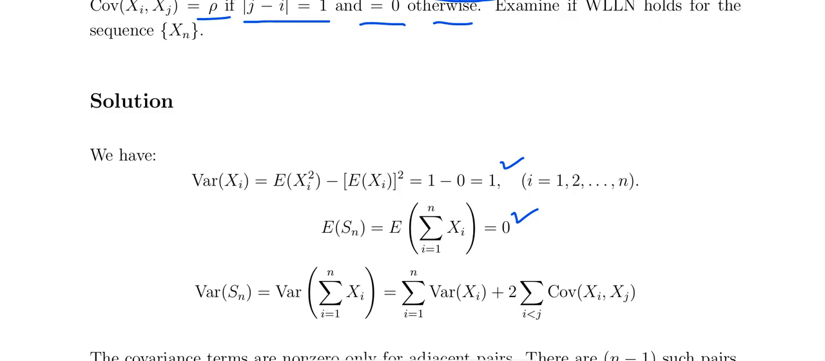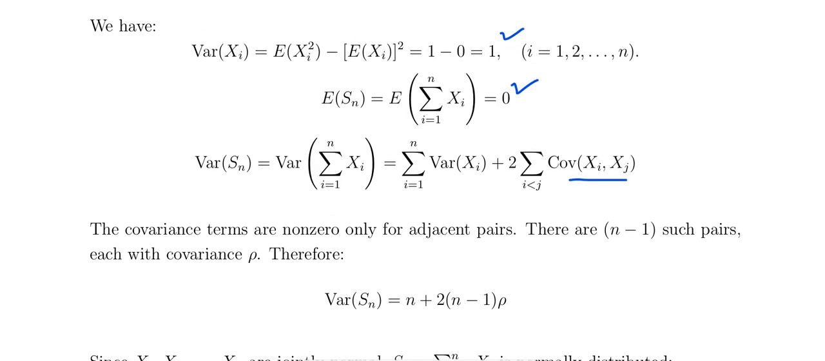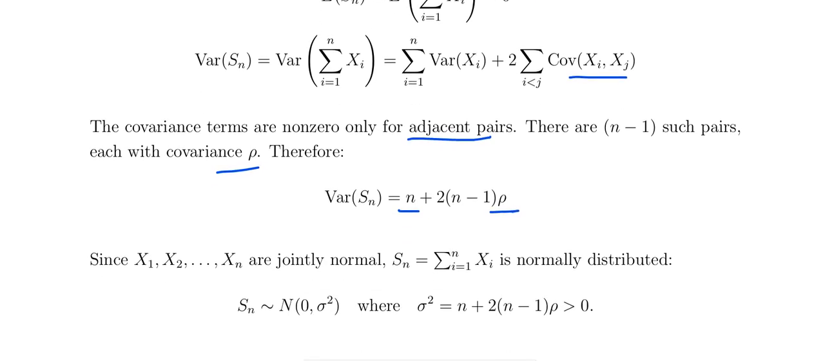Variance of Sn is the variance of Xi, and here covariance will come. The covariance is given: if j minus i is 1, that is called the covariance rho. That is, the covariance terms are non-zero only for adjacent pairs. So there are n minus 1 such pairs, each with the covariance rho. So 2 into n minus 1 into rho. Variance of Xi is 1, so that gives n. So the variance of Sn.